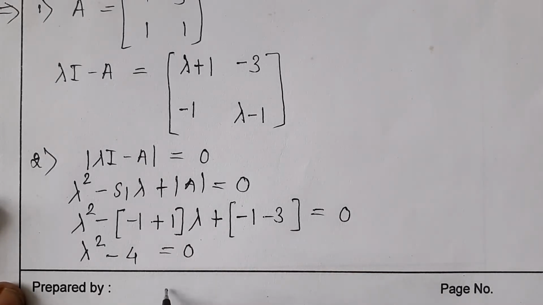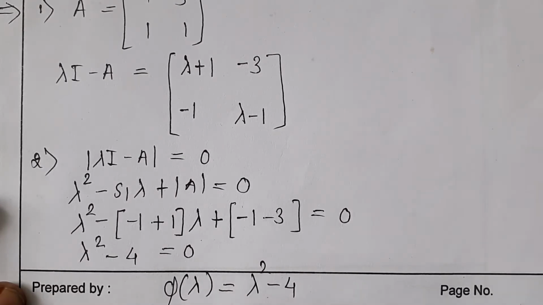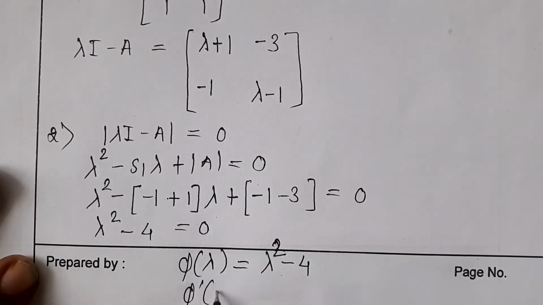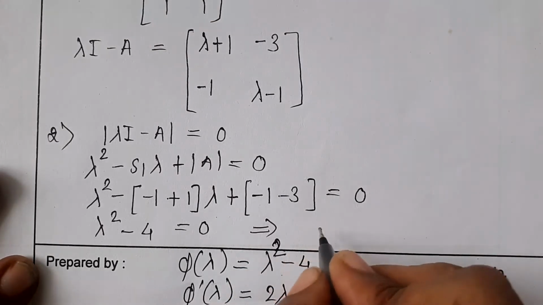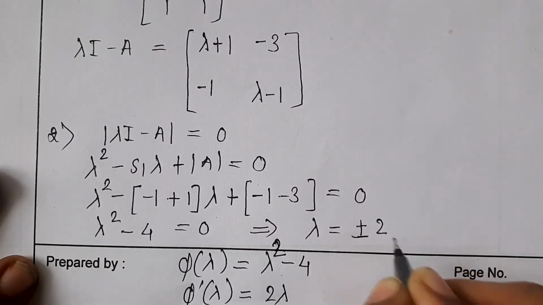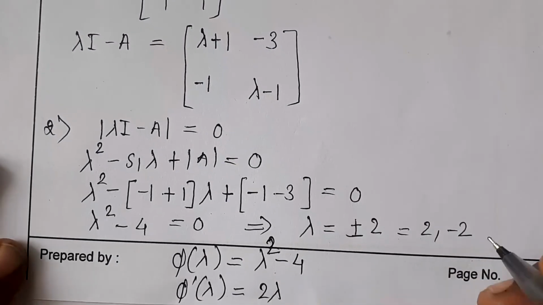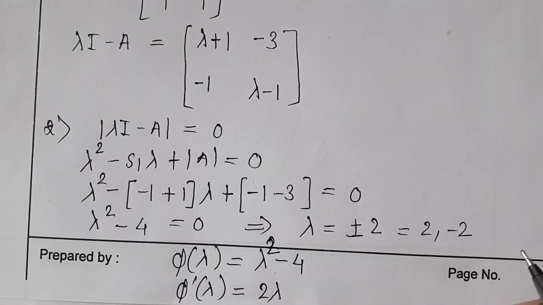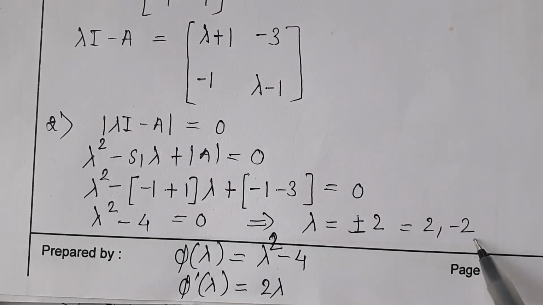Now first denote it by phi of lambda. Phi of lambda we obtained as lambda square minus 4. Now find out its derivative because we need its derivative also. So phi dash of lambda is 2 lambda. But what we want are the roots of this equation. So lambda is equal to plus and minus 2, or we can write it as plus 2 and minus 2. Okay, so whatever roots we obtained, we denote them by lambda 1 and lambda 2 separately. So the first root is 2 and the other root is minus 2.